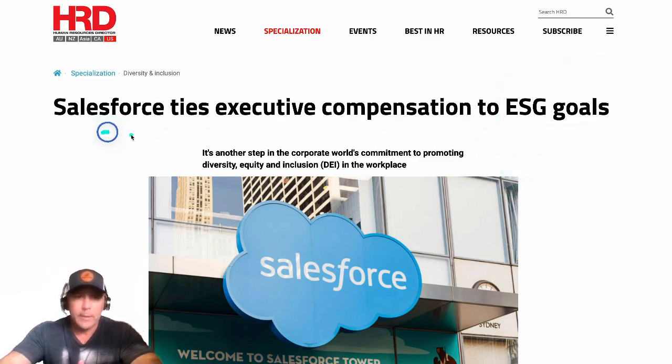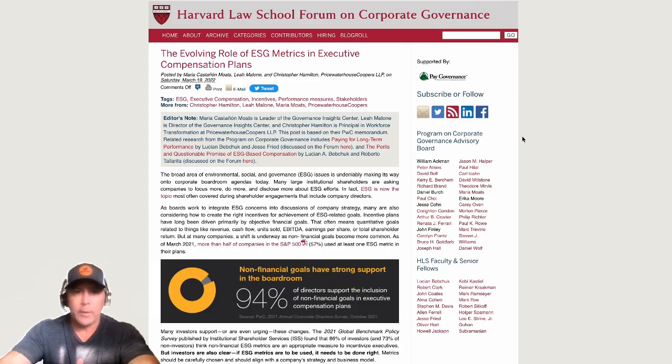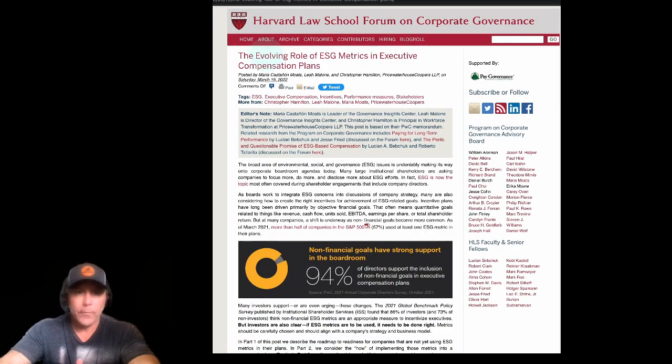So again, companies like Salesforce are doing a massive push to drive up their ESG scores. Here is one from the Harvard Law School Forum or the Harvard Business Review. This came out in March of 2022. There's not a lot of new stuff on this ESG and enterprise and how it's impacting their bonuses in terms of what's out for 2023.